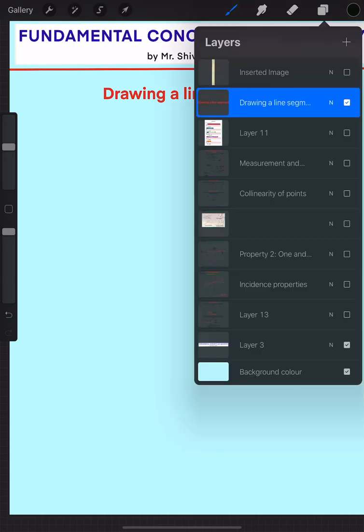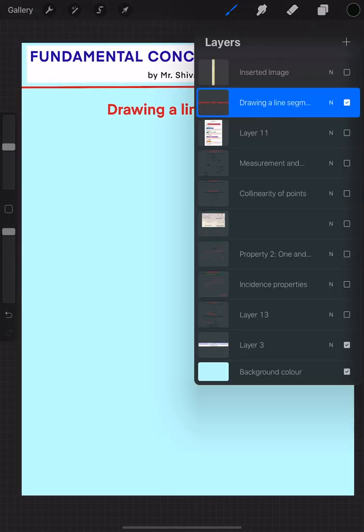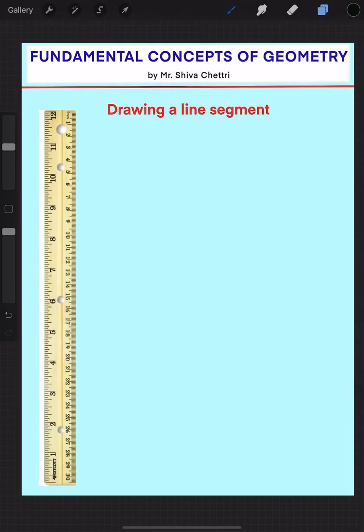Drawing a line segment, right? So how do we draw a line segment? For that we use the help of a scale, or ruler. So how do we draw? Let us see. Suppose you have to draw a line segment of a given measure, a line segment AB.